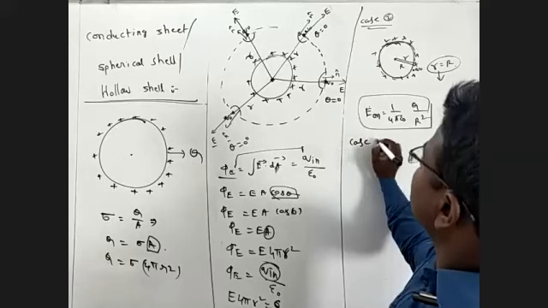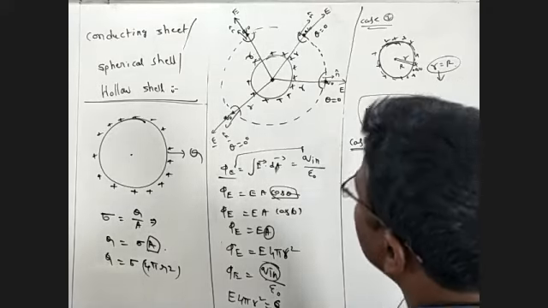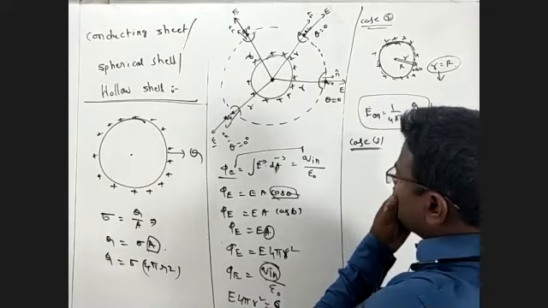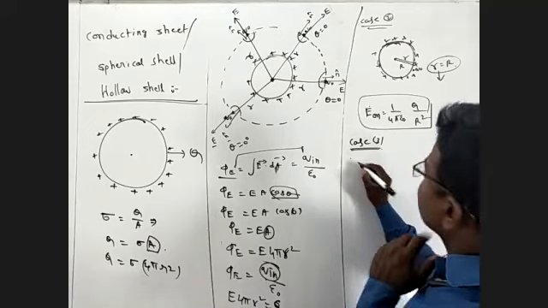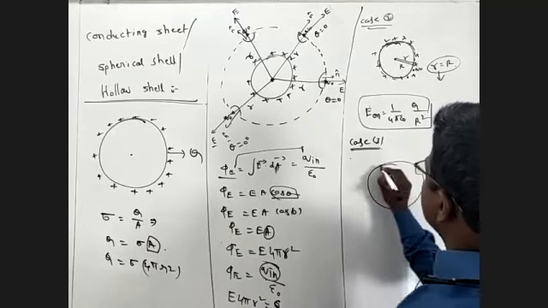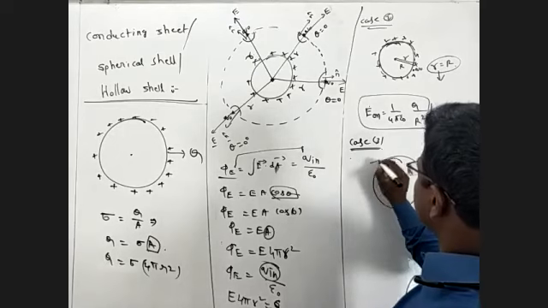Next, case number 3. This is case number 1. So the electric field inside. Next, this is a Gaussian. This is a spherical shell.